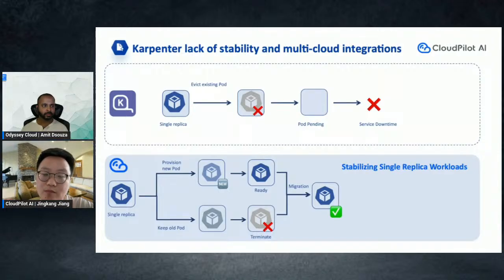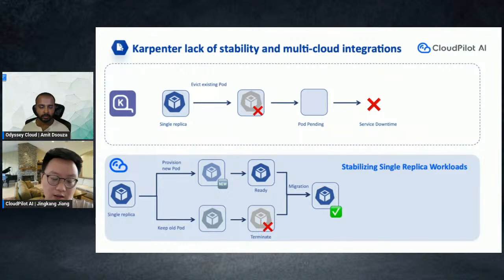So that is the first problem. The second is, I want to bring you to a use case of a single replica workload. If you have a single replica workload, Karpenter will evict the existing pod, I mean, delete the pod, then your pod gets pending, which means that your service may be interrupted. Then, when the new node gets provisioned, this pod gets scheduled to the new node, which means that your service may come back.